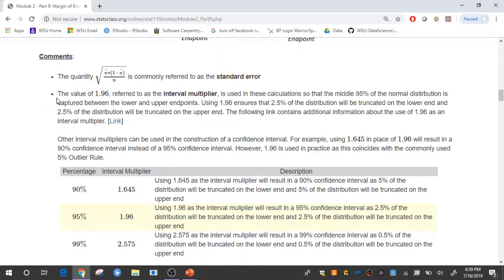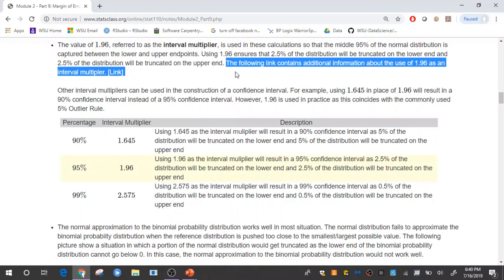This here includes some discussion of the interval multiplier. As I've stated here, we are going to use 1.96. 1.96 ensures that we end up with the middle 95% of the normal distribution. If I have the middle 95%, that means I'm going to be truncating 2.5% on the lower end and 2.5% on the upper end. I have provided a link here with additional information regarding the use of 1.96 as the interval multiplier.